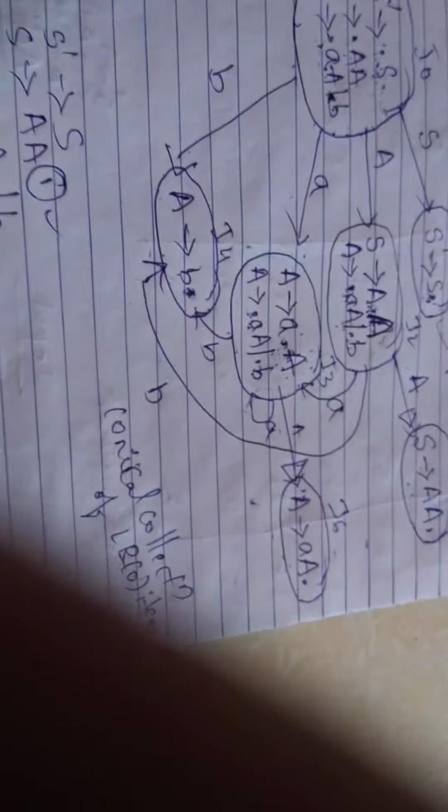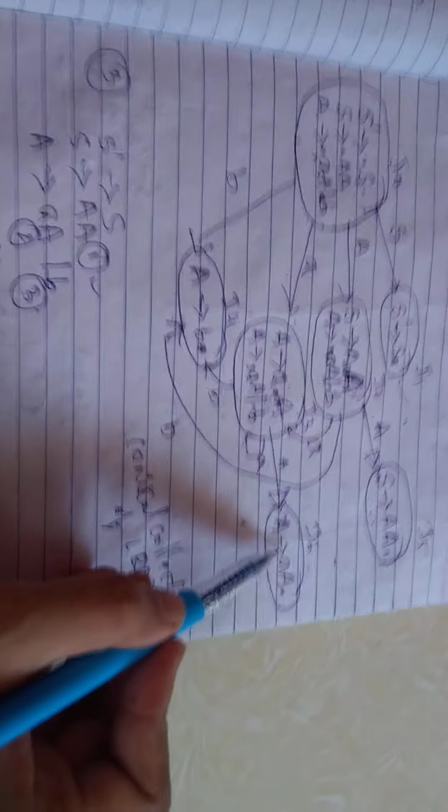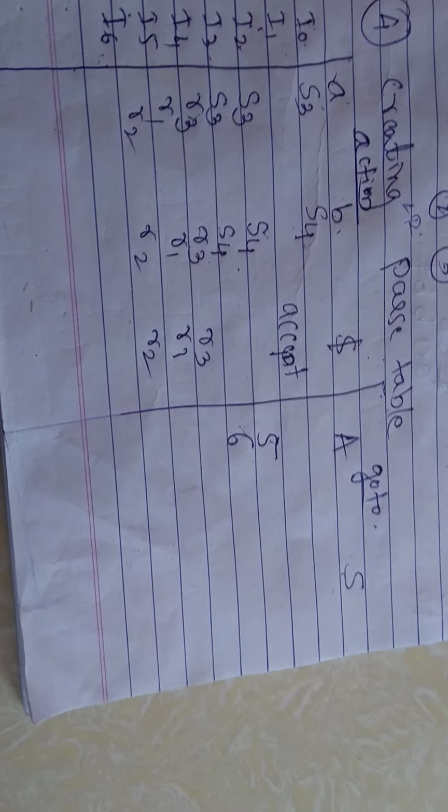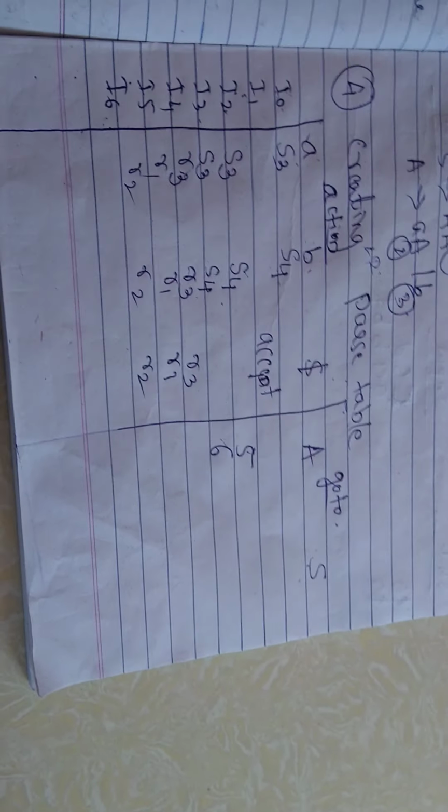So I6 is nothing but A capital A dot. What is the number we are having? 2. So I will write it as R2, R2, R2. Okay, so this is the case we are having.